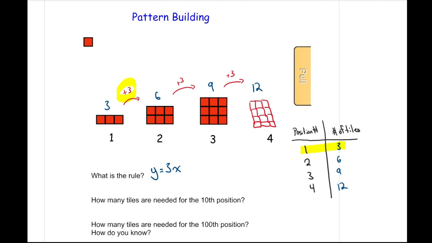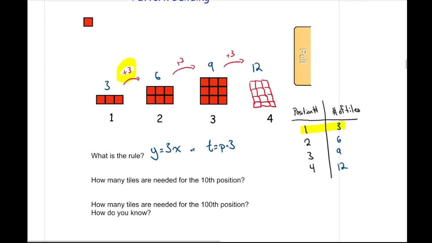If we wanted to, we could change this to say tiles equals position number times 3. And again, different ways you can write this, different letters you could use, but as long as you're multiplying the position number by 3, that would give you your rule. So how many tiles would be needed for the 100th position, or sorry, the 10th position? So we could continue our table or continue our pattern if we wanted to by drawing it out, or we could use the rule to save us that time.